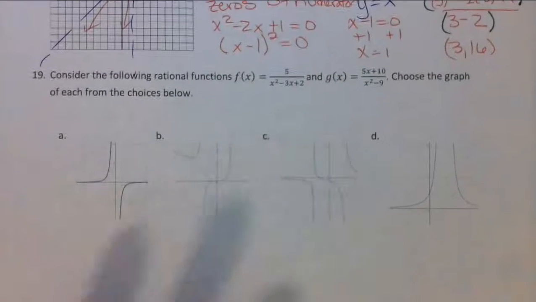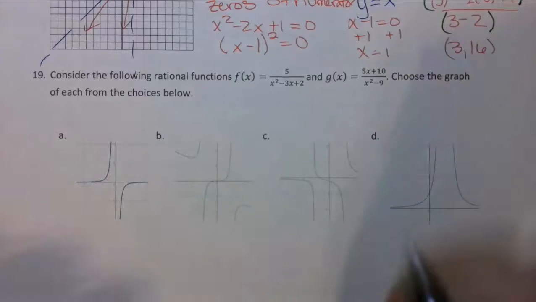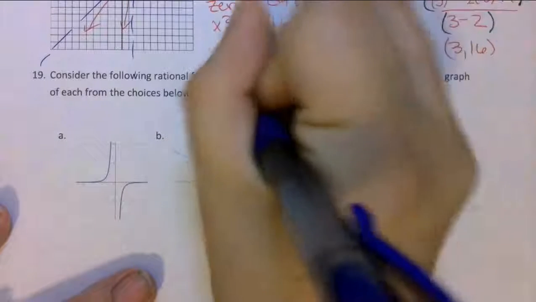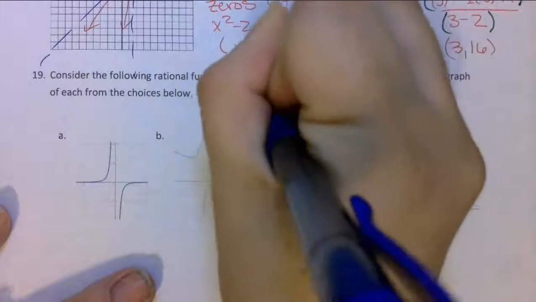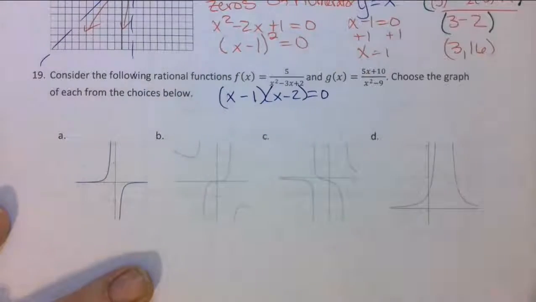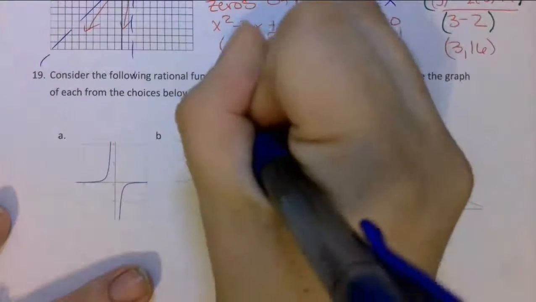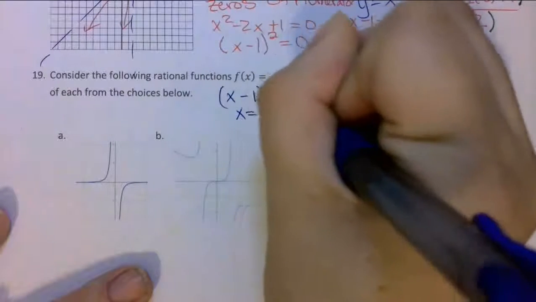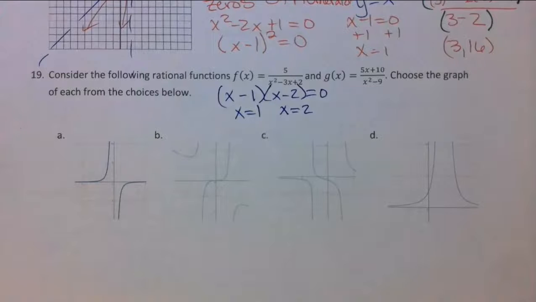This one wants me to compare the functions and then choose the graph from the choices below. What I want to do is look at the denominators and see where it has asymptotes. This one will have, if I factor, x minus 1, x minus 2, because those both multiply to positive 2 and add up to negative 3. If I set those equal to 0, I get x equals 1, x equals 2 for my asymptotes.